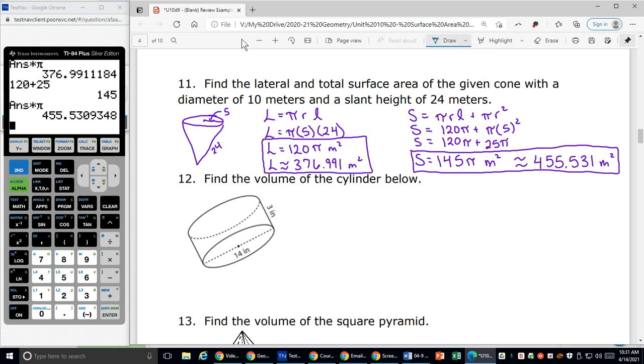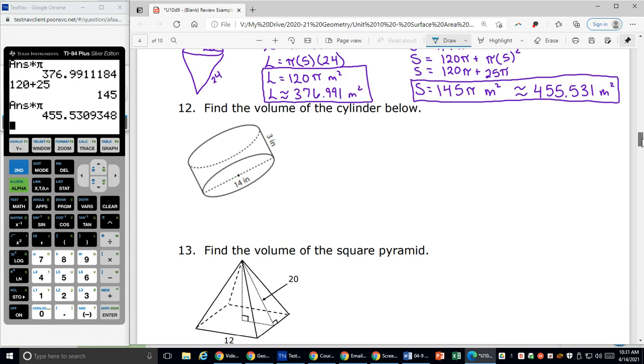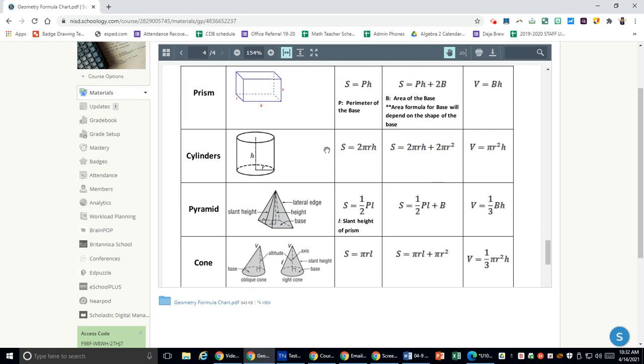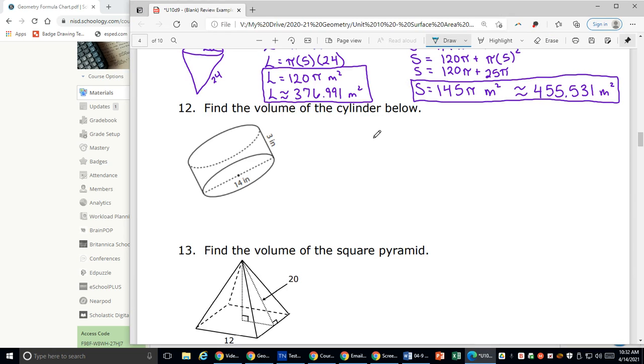All right, let's look at number 12. Number 12, find the volume of the cylinder below. Okay, volume of a cylinder. Let's go look at cylinder, volume of a cylinder, pi R squared H. That formula chart is really your best friend, right? So pi times the radius squared times the height.